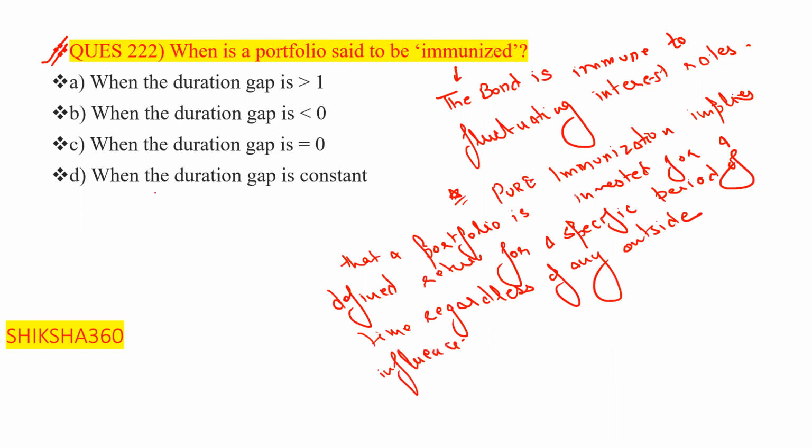So what is the correct answer? A portfolio is said to be immunized when the duration gap is zero. These are the different terms which they will ask in the examination sometimes, so please remember these things. When the duration gap is zero, at that time the portfolio is said to be immunized.